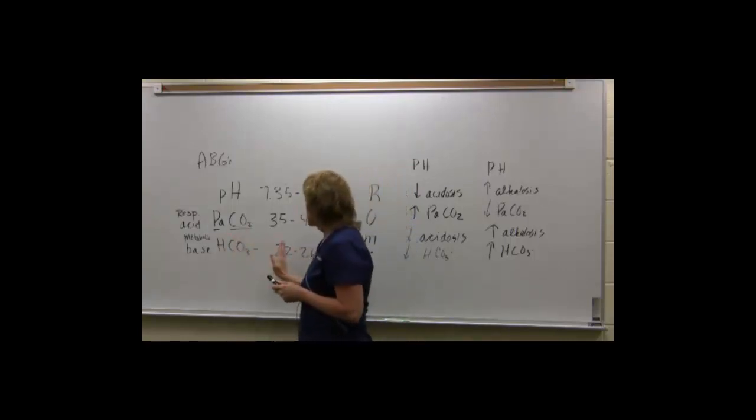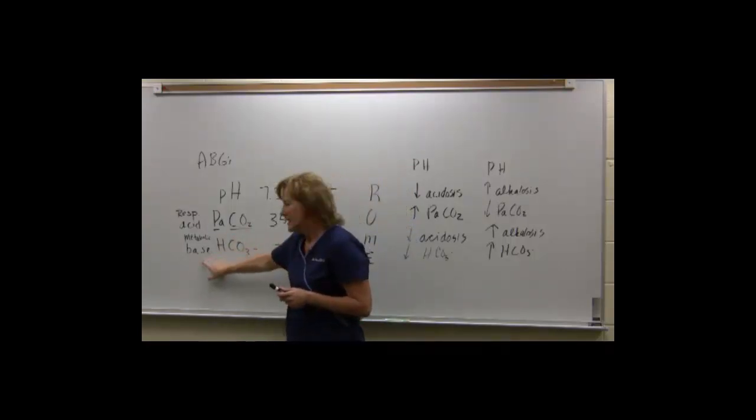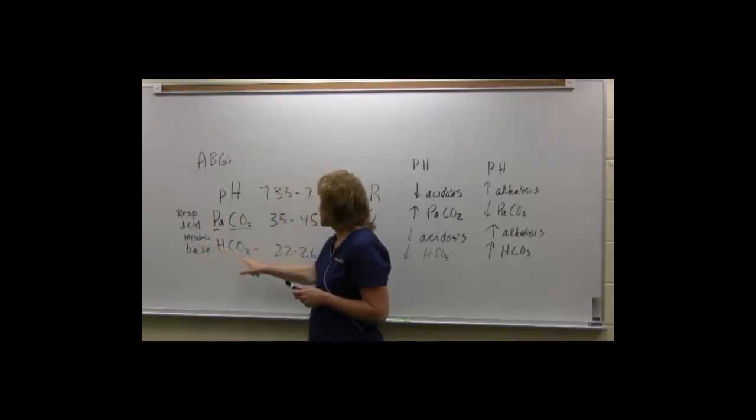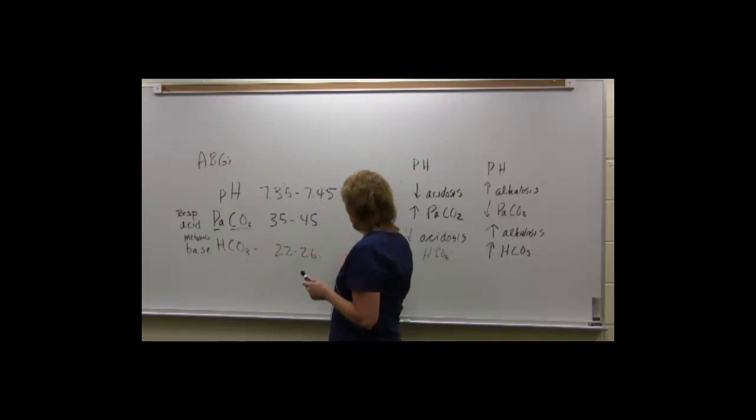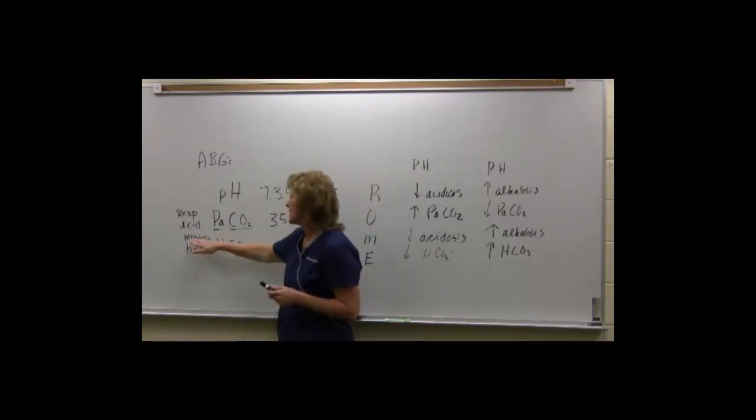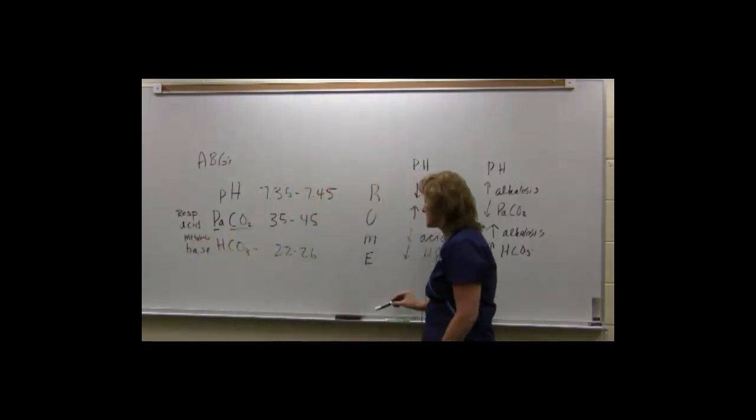If you have bicarb that's less than 22, you don't have enough base. That's the metabolic component. That means that you'll be in acidosis. If you have too much, it'll be above 26. You have too much base, you'll be in metabolic alkalosis if that's the cause.